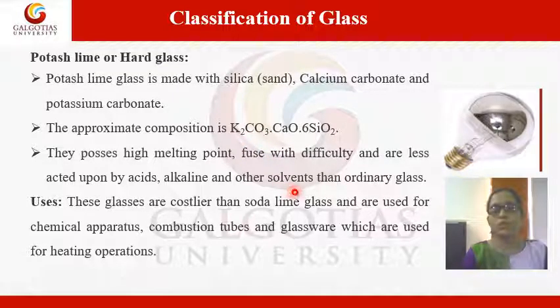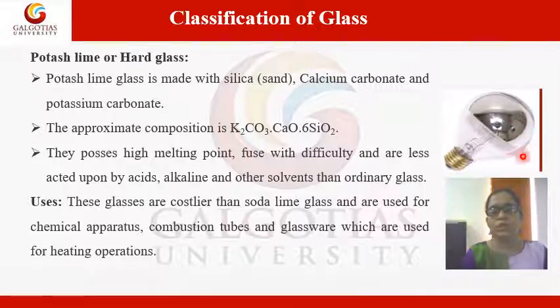It fuses with difficulty. These glasses have more resistance to acids, alkalis and other solvents than the ordinary glass. Ordinary glass has no resistance towards acid and alkali, but these glasses have resistance towards acid, alkali and other solvents. What are the uses of this glass? These glasses are more costly than the soda lime glass and are used for chemical apparatus, combustion tubes and the glassware used for heating operations in the laboratories.